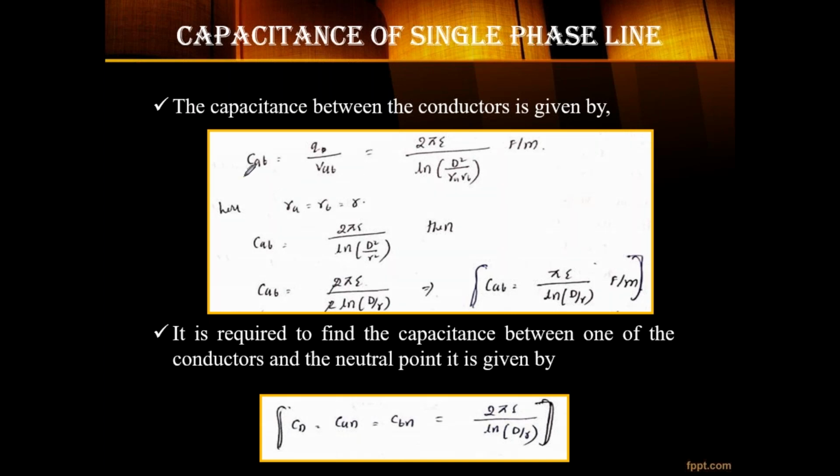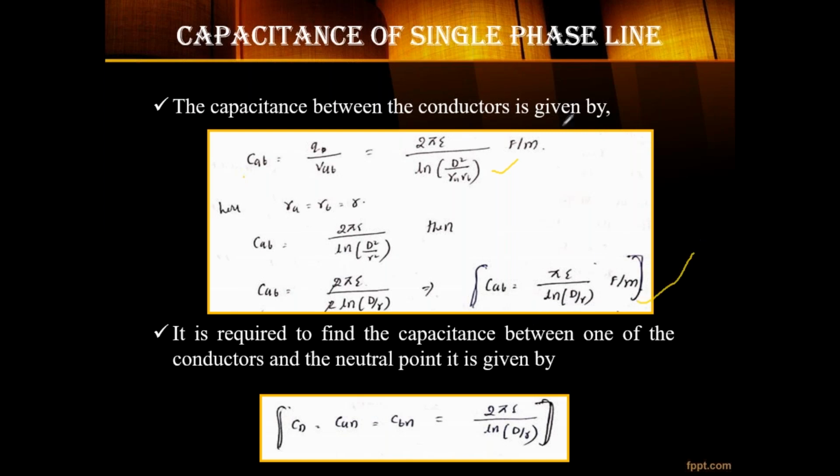See here, we found that V_AB has ln D square by r_A r_B. Now from this, if you substitute the V_AB value here, Q gets cancelled, and you will get the formula like this. Here we are considering two identical conductors of the same size, so both radii are equal. Instead of r_A r_B, I substitute R, then you will get D square by R square. When we bring out the square, it becomes 2 ln D by R. The 2 gets cancelled, and the capacitance of the single phase line is given by C_AB equals pi epsilon divided by ln D by R.